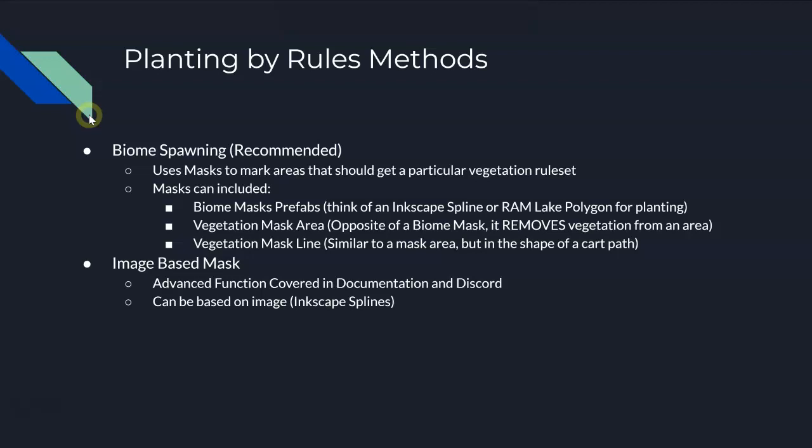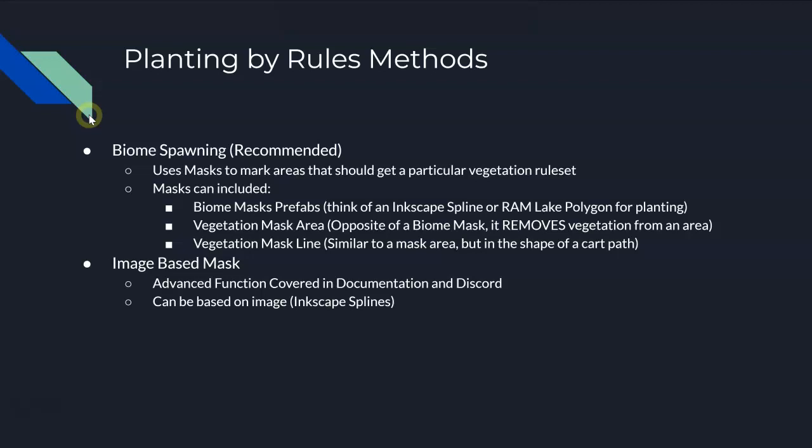We also have a thing called a vegetation mask area, which is the opposite of a biome mask in that it removes vegetation from a particular area. So let's say you draw a huge area and you just want to remove something from a little subset of that, you can draw a mask. And we also have a mask line, which is similar to a mask area, but the shape is like a cart path. And this comes in handy. Let's say you plant a huge area of trees, but they're planting on your cart path. You could use that to exclude your cart paths, right? So that's biome spawning, which we're going to go into.